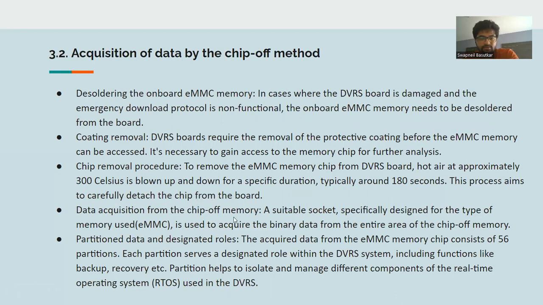For data acquisition from the chip-off memory, a suitable socket specifically designed for the type of memory used, which is eMMC here, is used to acquire binary data from the entire area of the memory chip. Regarding partition data and designated roles, the acquired data from the eMMC chip memory consists of 56 partitions, and each partition serves a designated role.